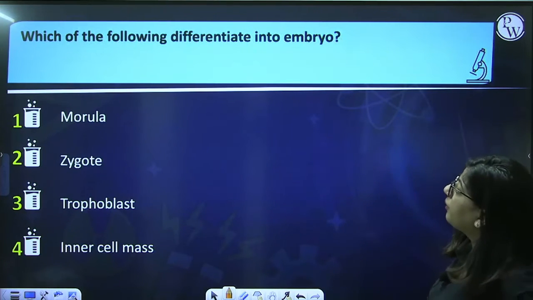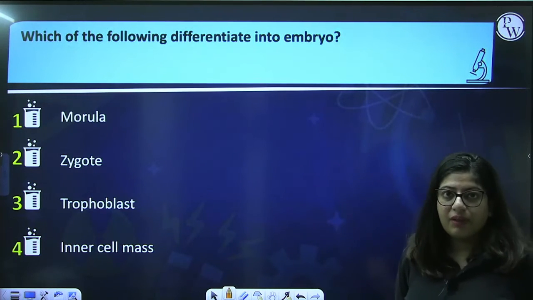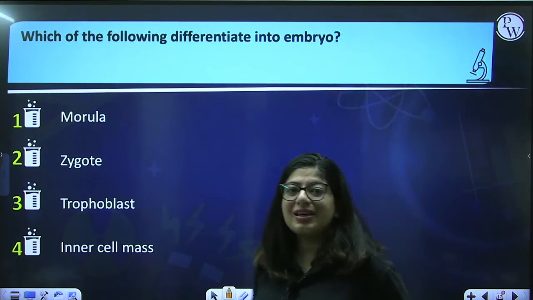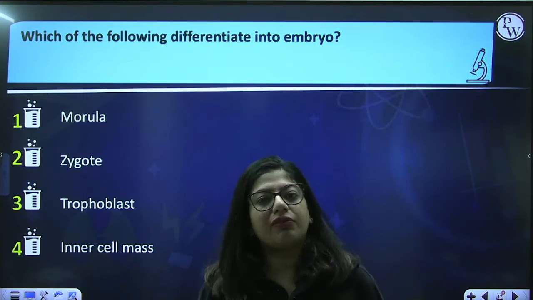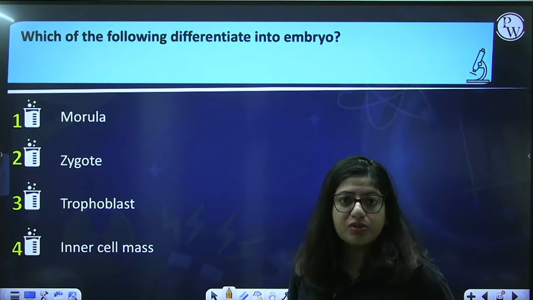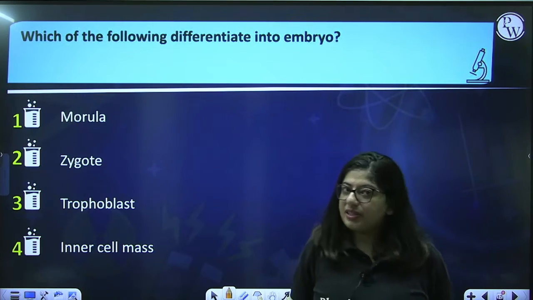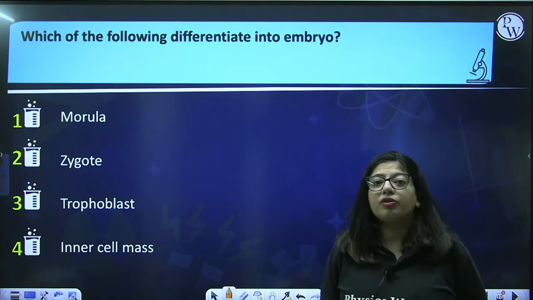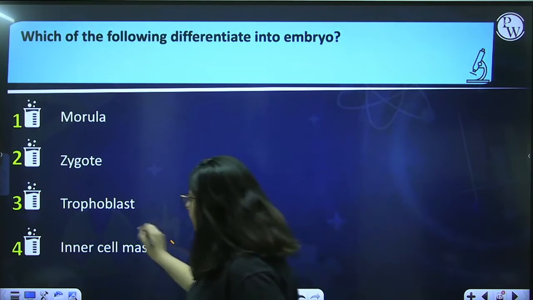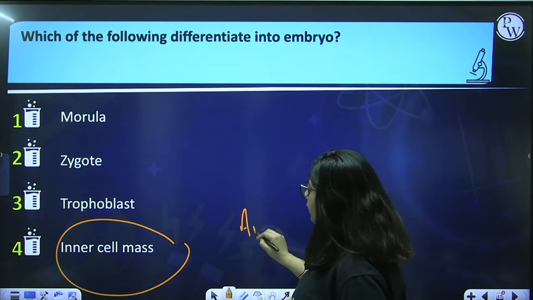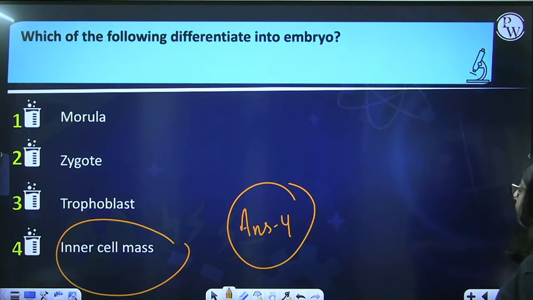Which of the following differentiates into the embryo? Morula, zygote, trophoblast, inner cell mass. In the morula, the cells are not yet confirmed as to which one will become the embryo. In the blastocyst, the cells have differentiated into 2, the inner cell mass and the outer trophoblast. The outer trophoblast forms chorionic villi, which help in implantation, and the inner cell mass will form the entire embryo. So answer is 4. Next.